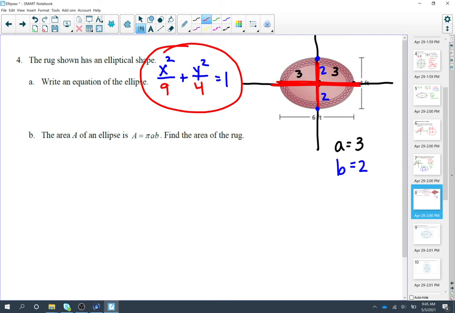Part B, the area A of an ellipse is A equals pi times a times b. Find the area of the rug. So area equals pi times a. Well, we know a is 3. Times b, we know b is 2. So area equals 3 times 2 is 6 times pi. This is in feet, feet squared.